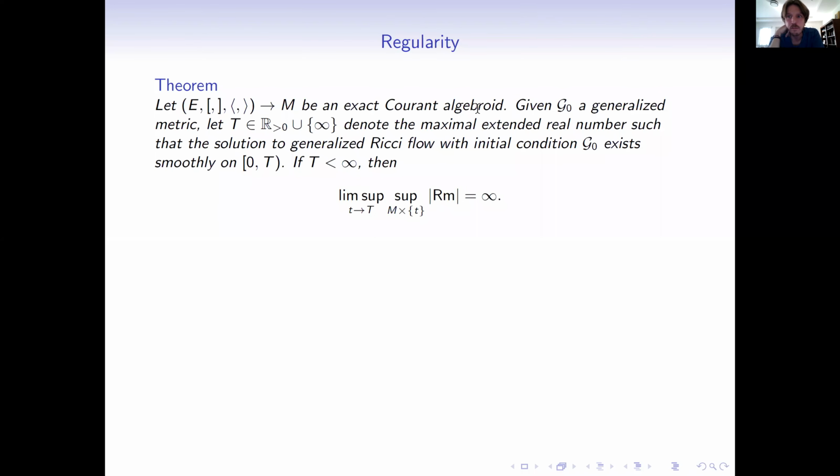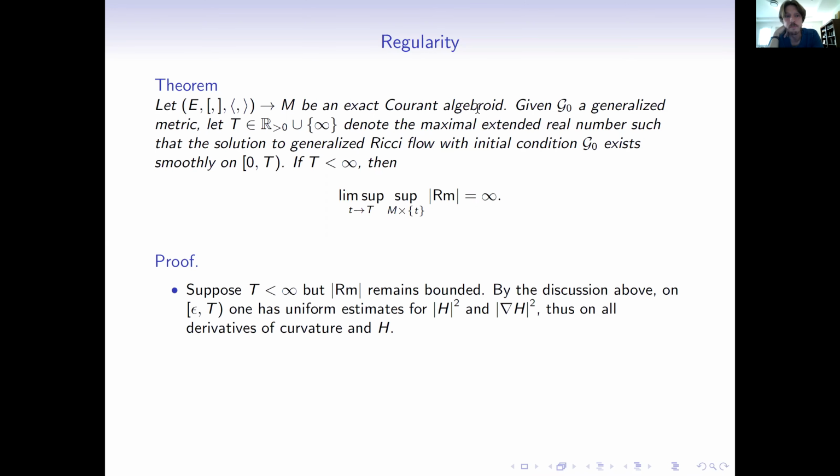Then if this time is finite, in other words, if it encounters a finite time singularity, then we can prove the following fact. The lim sup as little t approaches big T of the sup norm of the Riemann curvature is infinite. So this is just loosely, the curvature must blow up at a finite time singularity. That's all it's saying.